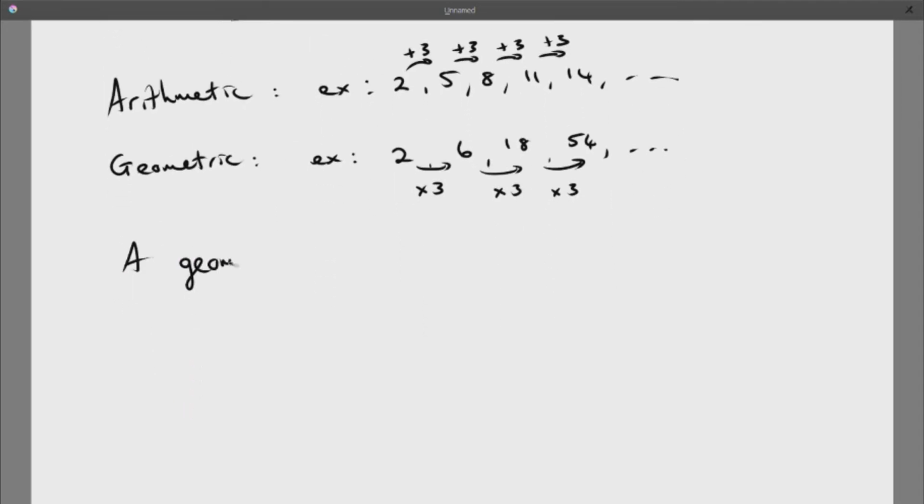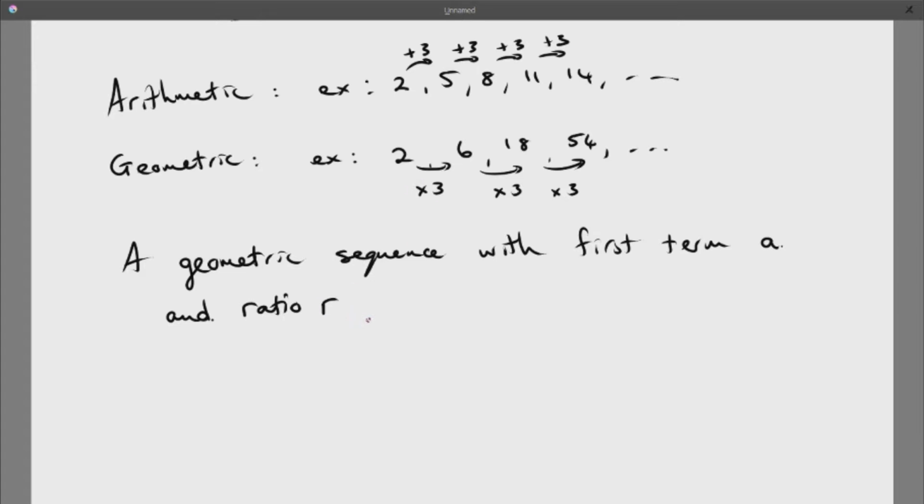A geometric sequence with, we still need to know the first term. Could be a 2, but it doesn't have to be, right? So we'll call that A again. And in the arithmetic sequence, I needed to refer to this difference. We're not going to call it the difference now, the number we multiply by. We're going to call it the ratio. Could be a 3, but in general we'll call it R.